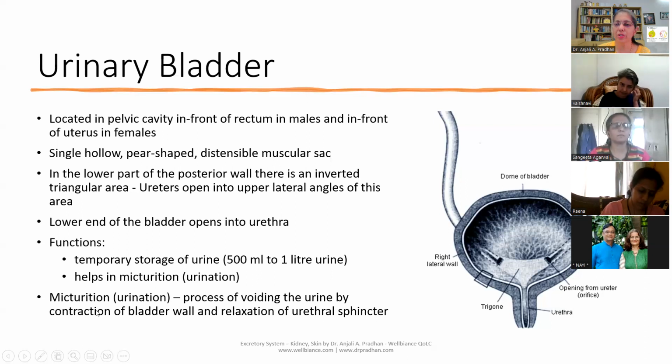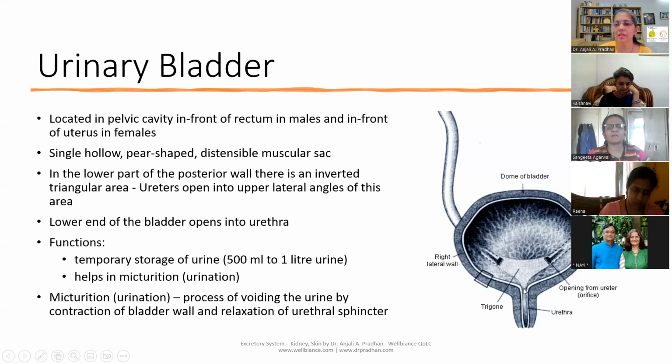Okay, so micturition means the urination. Right? It is the process of voiding, एक जो पास करना है, that is voiding of the urine by contraction of the bladder wall and relaxation of the urethral sphincter. So there is one sphincter which is present at the base of this bladder, that is between upper part of the urethra and bladder. It is called as internal urethral sphincter.